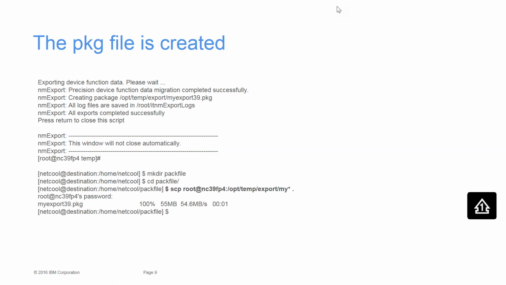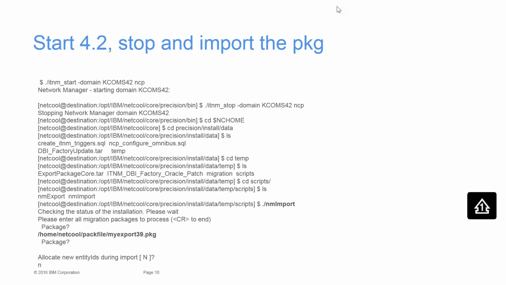you see the third block of data there. I'm back on the destination server. I'm putting that export back over there, that PKG file. So now on my 4.2 again, I'm going to start my domain, and my domain over here is called kcoms42. I just start it, no discovery is run, and you can see at the bold at the bottom there, once the domain is started, I'm going to import that package from 3.9.